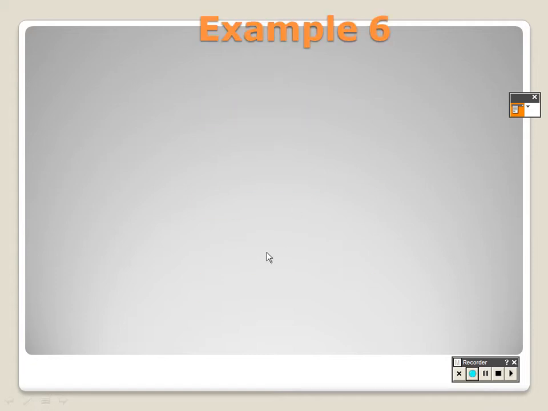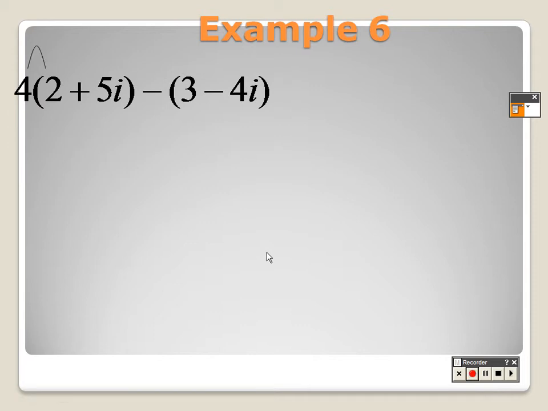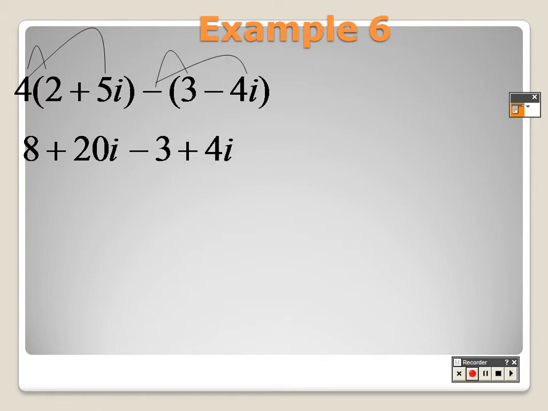So now this problem right here, I guess it's just simplifying, combining like terms. 4 times 2 is 8, and 4 times 5 is 20i. Then I have to take this negative through. It's a negative 3 and a positive 4i. So 8 minus 3 is 5. 20i plus 4i is 24i.